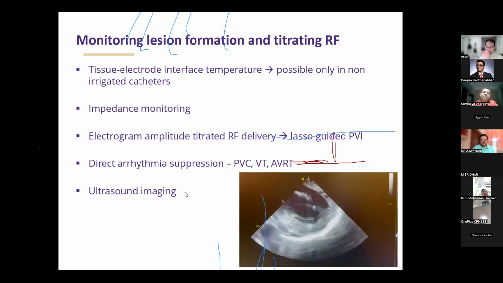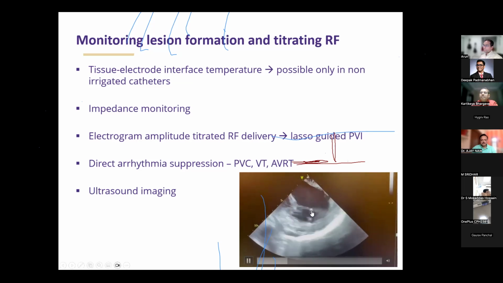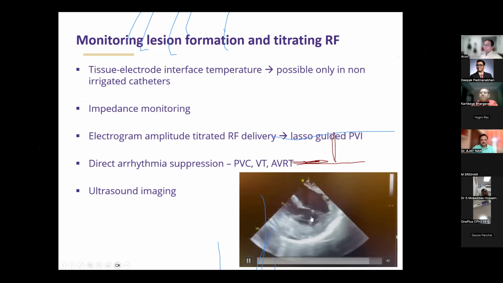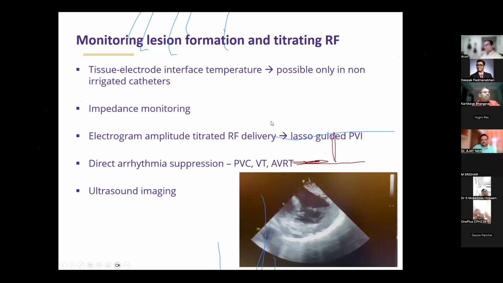And ultrasound imaging is getting pretty popular now. We use ICE for a lot of our cases, the majority of our cases in fact. This is one of my cases where we are doing a papillary muscle lesion, and my catheter is on the tip of the papillary muscle, and you can see a white lesion. You can see that lesion forming in real time when you are ablating. That is also an indication that there is good lesion delivery.